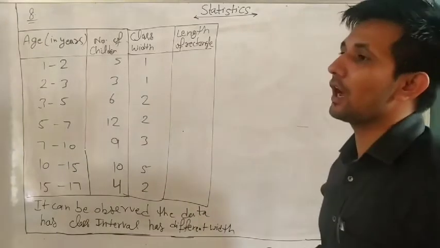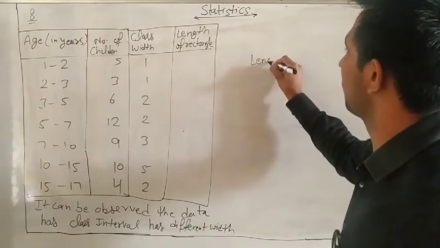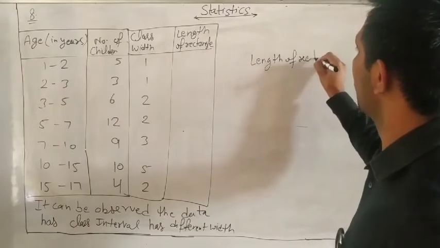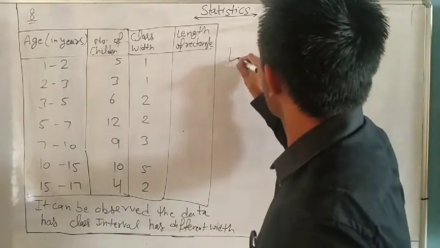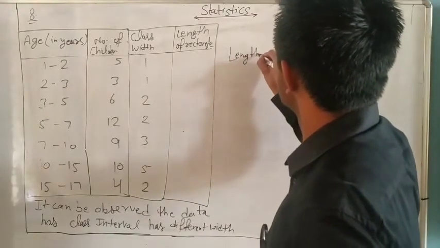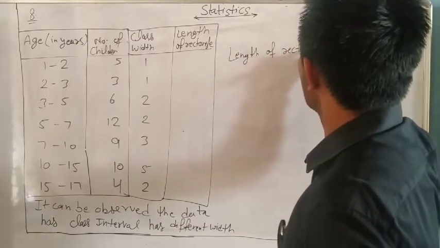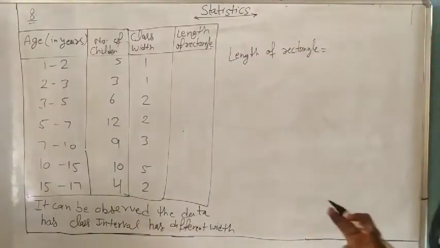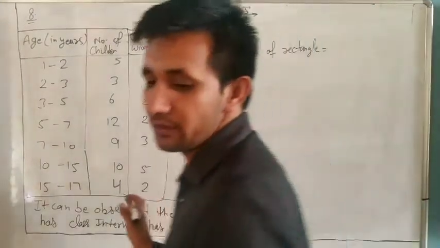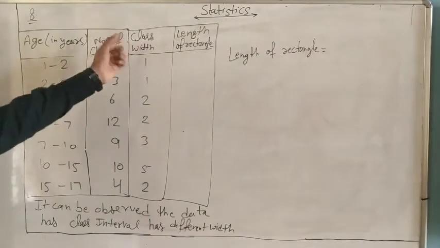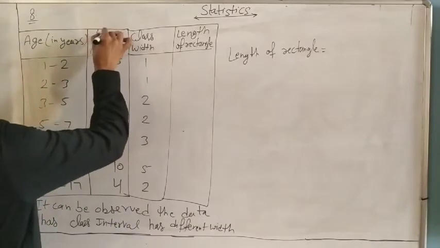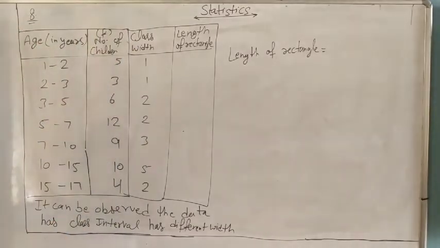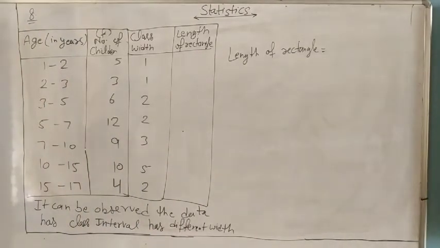And the length of rectangle, how will you find? Note down this formula, everyone. Length of rectangle equal to, how will you find it? A formula for the length of rectangle. Always remember, only this much is to remember. First we will check which class width is minimum, understand, and the frequency, number of children means always frequency. So how will you find? So length of rectangle, it is very important.